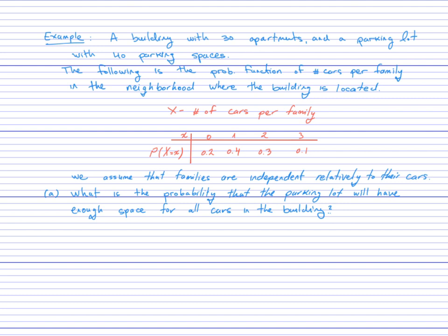So let me try to explain how we solve these types of questions. So here's the solution. First, we need to understand that we have 30 apartments. So that's given to us in the question.